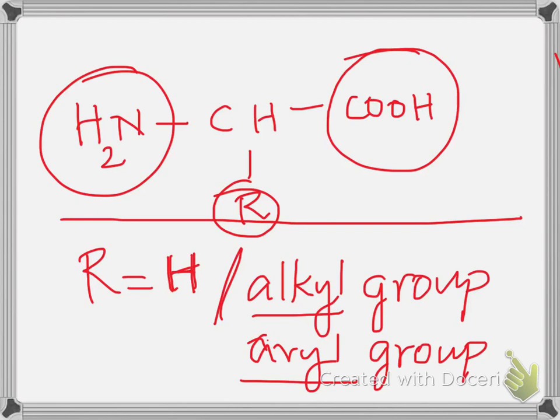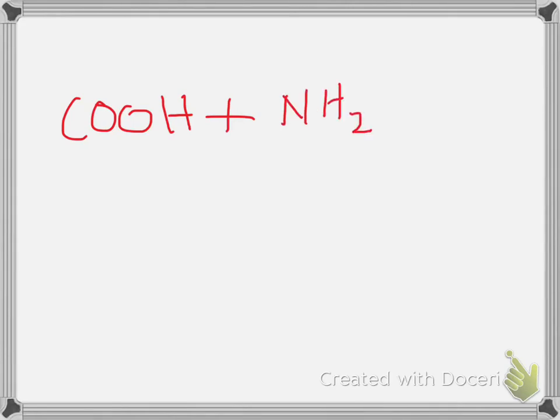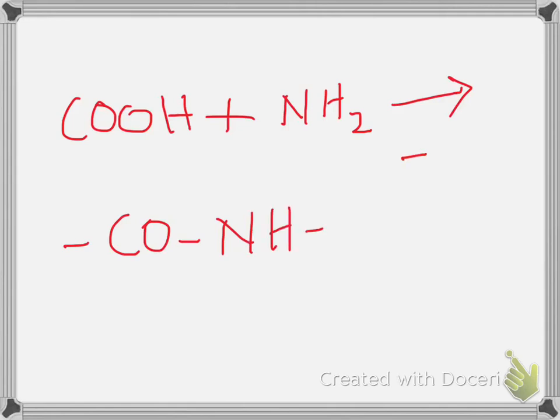Now let us discuss the peptide bond formation. In peptide bond formation, the carboxyl group of one amino acid reacts with the amino group of the neighboring amino acid, forming a peptide bond, that is a CONH bond, with the elimination of a water molecule. So the reaction is between the COOH and NH2. Here one molecule of H2O is released.